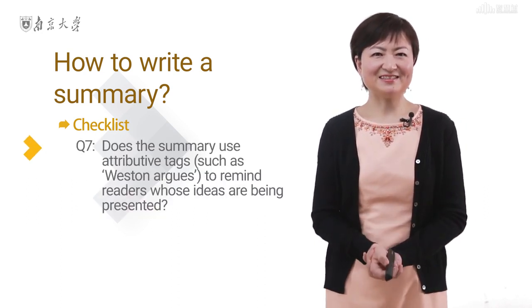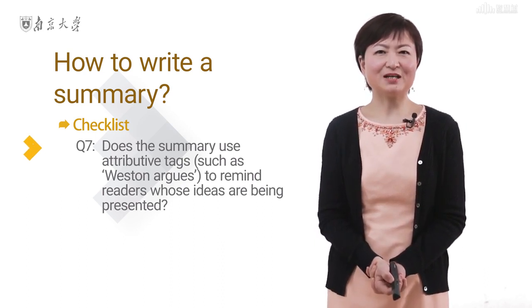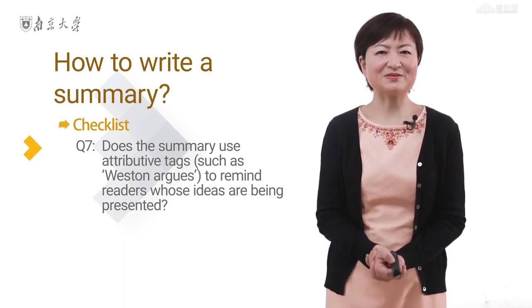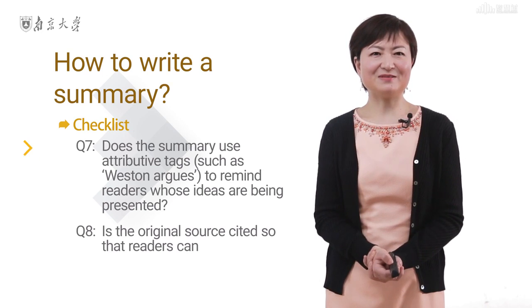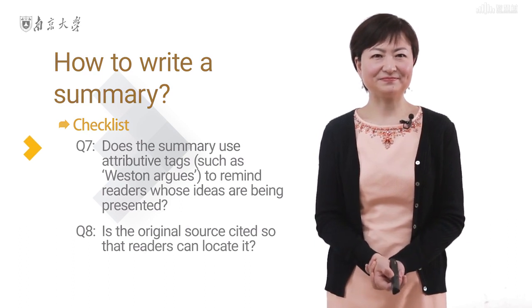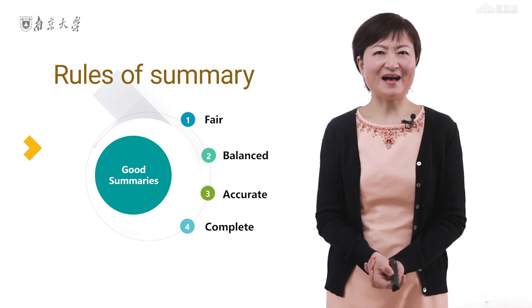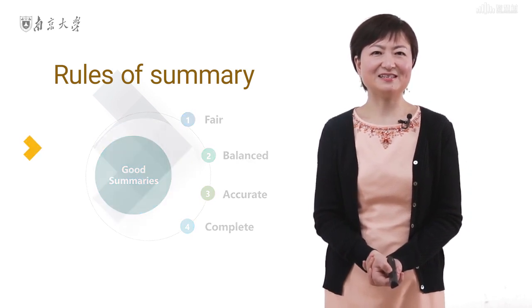Question number 7. Does the summary use attributive tags such as Weston argues to remind readers whose ideas are being presented? Question number 8. Is the original source cited so that the readers can locate it? Good summaries should be fair, balanced, accurate, and complete.